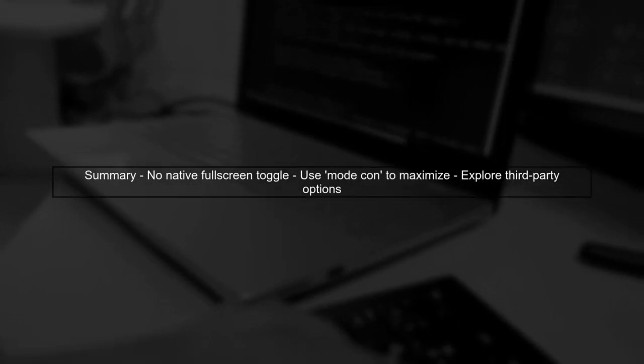In summary, while Python does not provide a built-in way to toggle full screen in the console, you can maximize the window using the mode command. For true full screen, consider using additional tools.